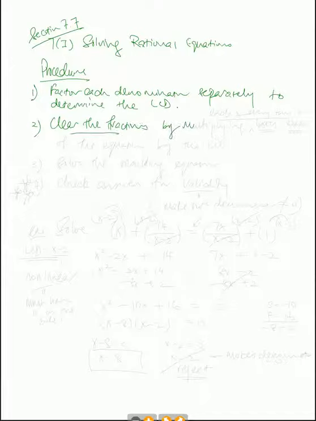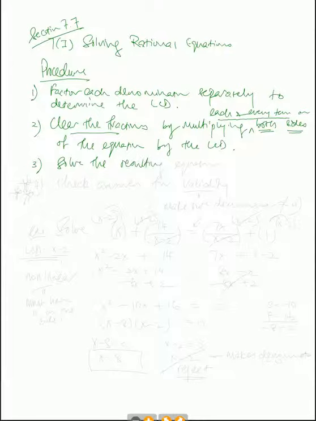by multiplying both sides of the equation by the LCD. So really you're multiplying each and every term on both sides of the equation. You have to do it to every single term on both sides of the equation, and you want to do it by the LCD. And then after that, you're going to solve the resulting equation.